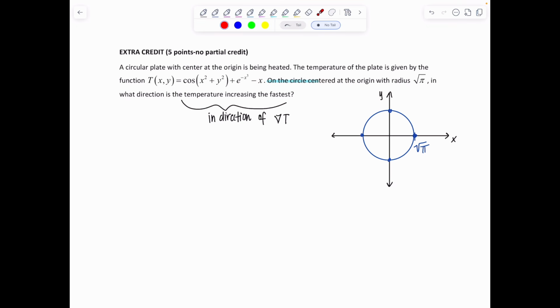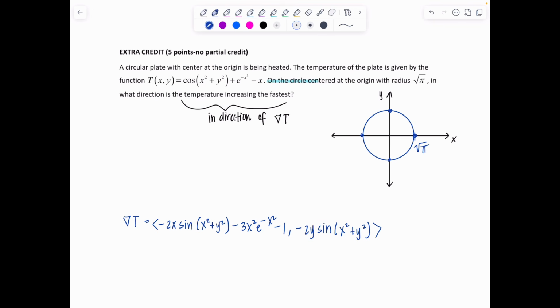fastest? Okay, so first let's compute the gradient. That'll get the ball rolling. So the gradient of T is going to be negative 2x sine of (x squared plus y squared) minus 3x squared e to the negative x squared minus 1. And then that's the partial with respect to x. And then partial with respect to y, let me scoot that down, is negative 2y sine of (x squared plus y squared).